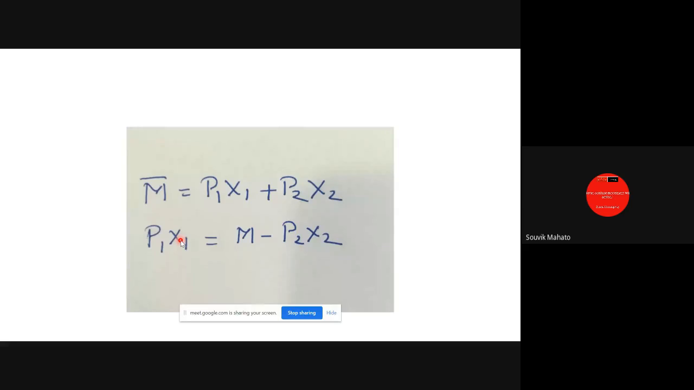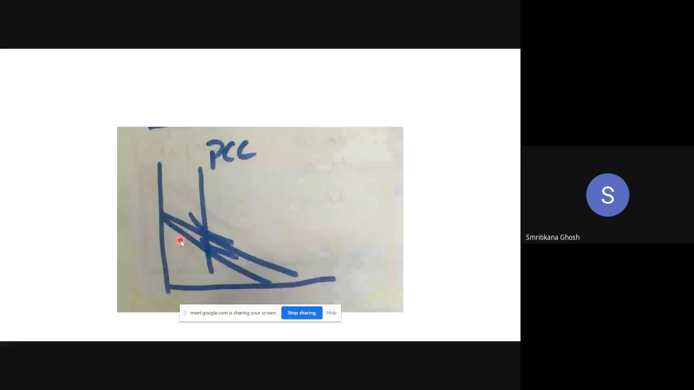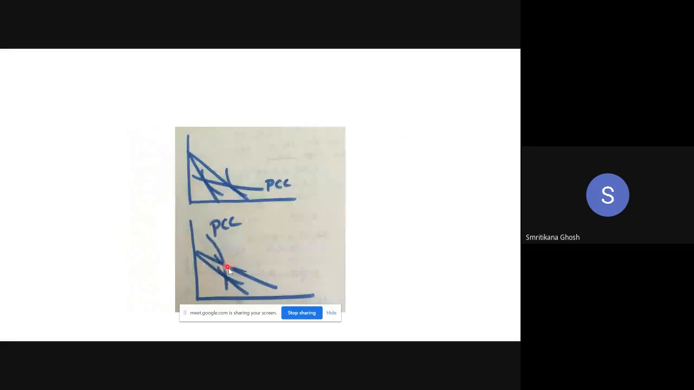Yes, ma'am, I didn't understand this part. Okay, look at this diagram. Here the price of X1 is falling. Rather, P1 is falling and X1 is also falling because the PCC is backward bending. Right? Yes, X1 is falling and X2 is increasing. So as P1 is falling and X1 is falling, this is a violation of the law of demand. So X1 is a Giffen good here.